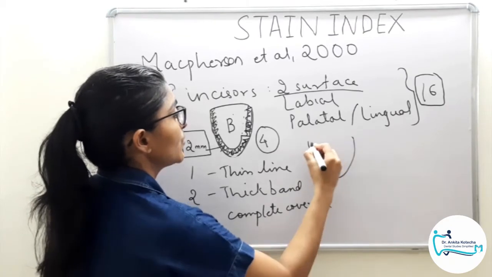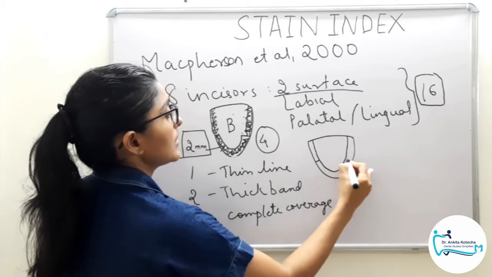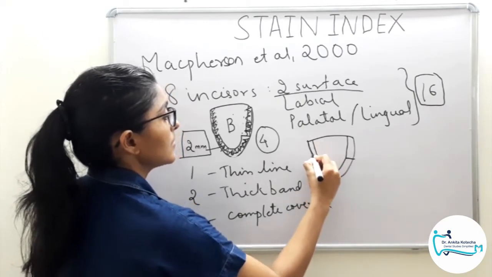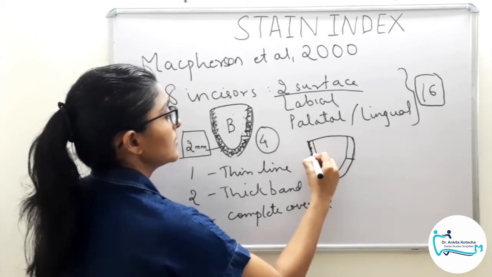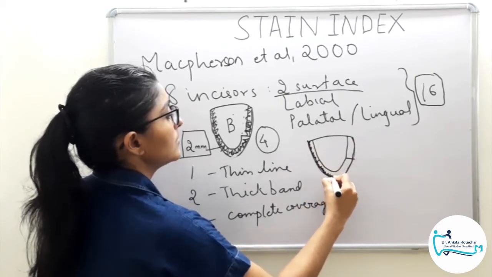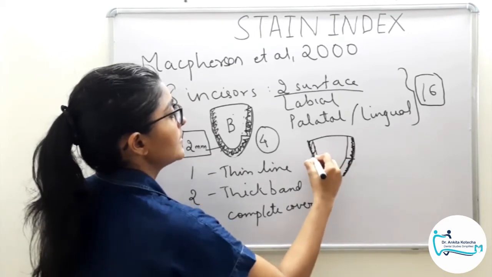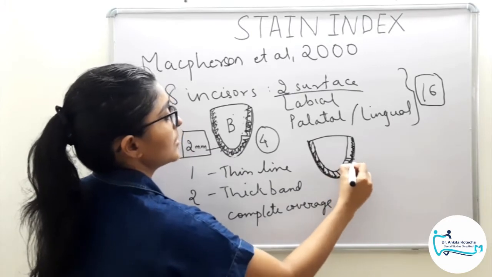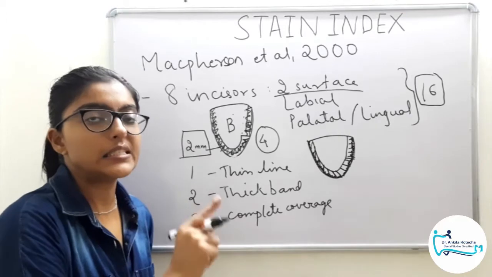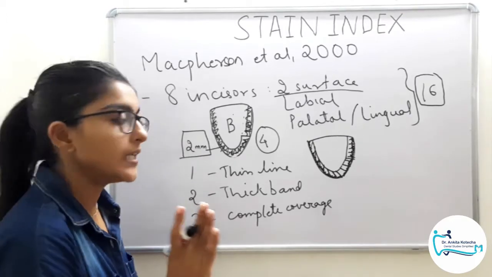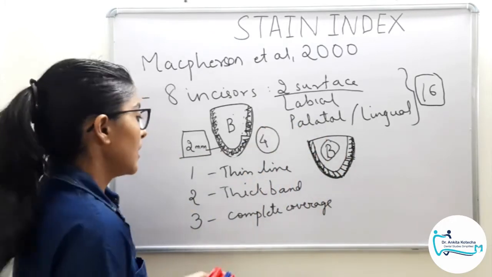Let me show it to you. The extent of each band. This is, let's say, a thin line which can be continuous. This is a thick band and this is complete coverage. So this is the scoring criteria for all the three regions: mesial, distal and gingival. Clear? Now we will discuss the scoring criteria for body region.